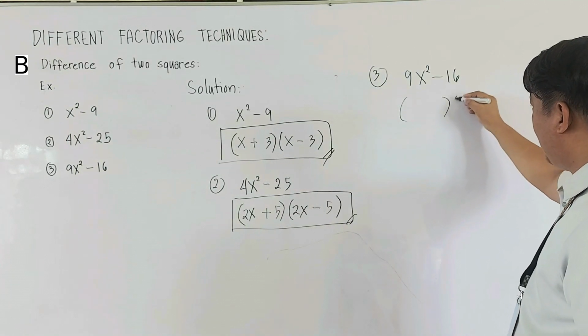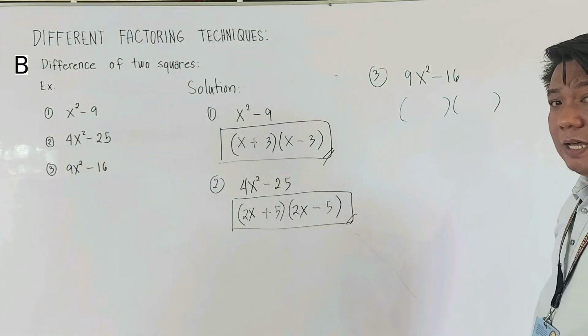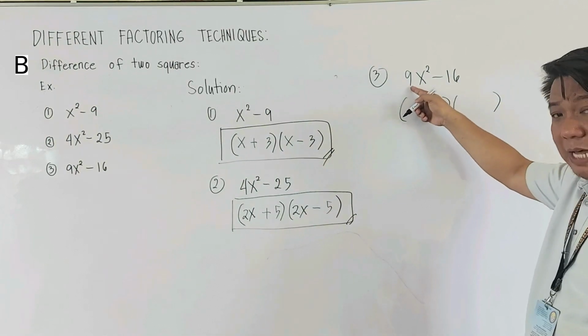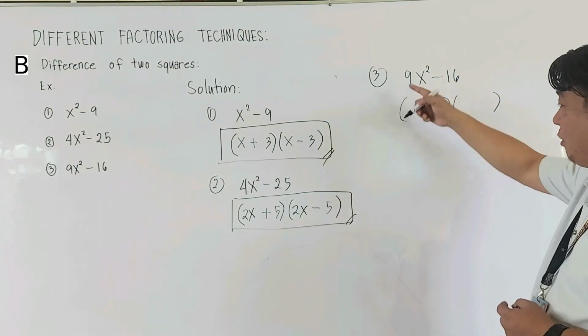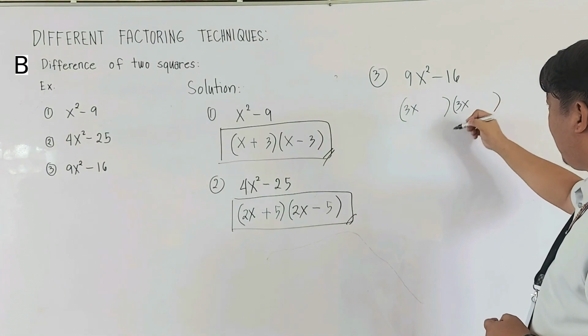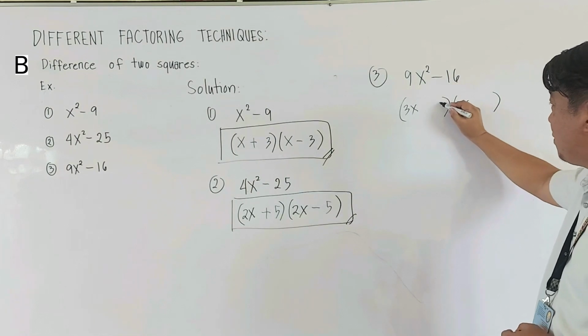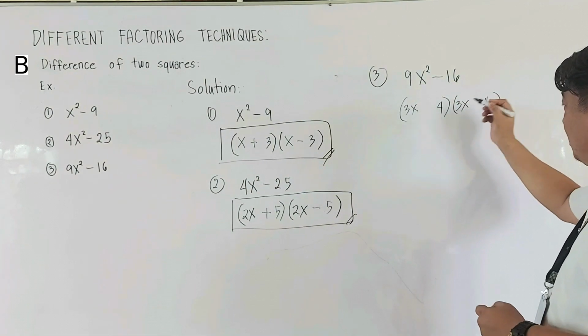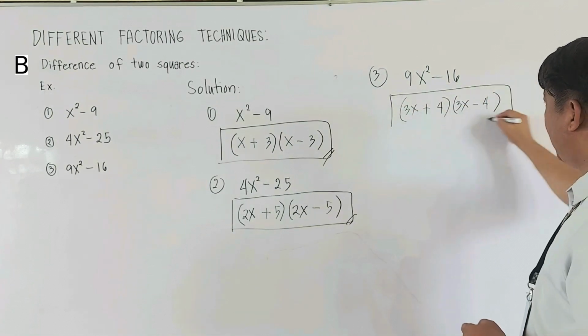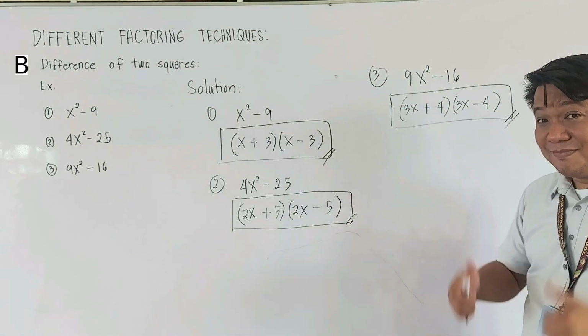So, gawagin tayo ng dalawang parenthesis na ganito. Tapos, i-factors natin ang 9x squared. So, alam naman natin ang factors ng 9, or square root of 9, is 3. Okay, 3x and 3x. And the square root of 16 is 4. And lagyan natin ang opposite side. So, there you have it. Okay?